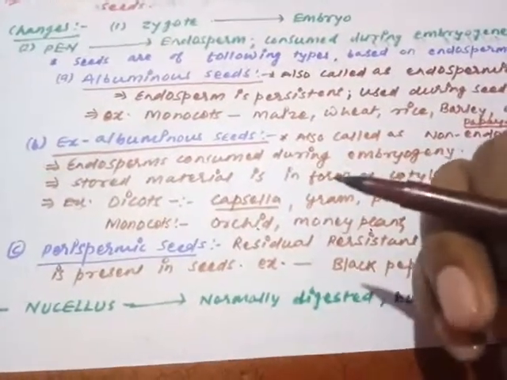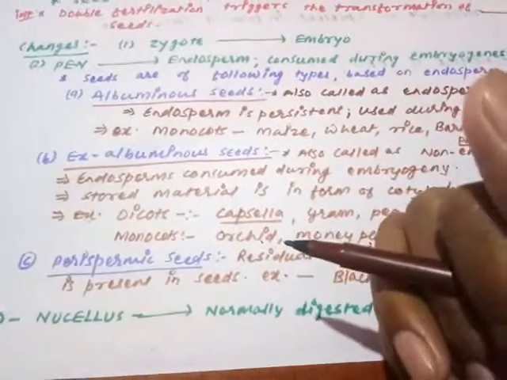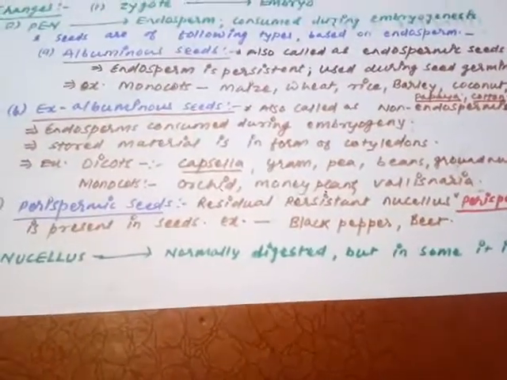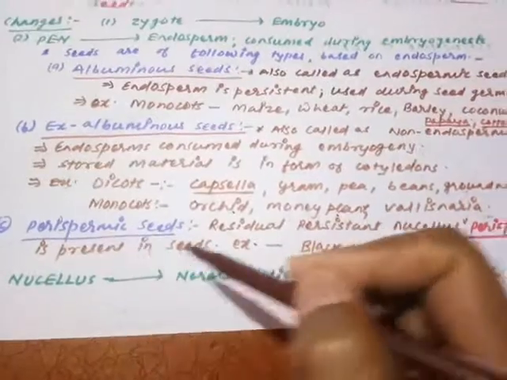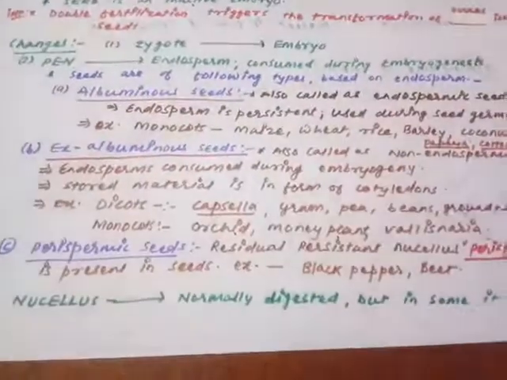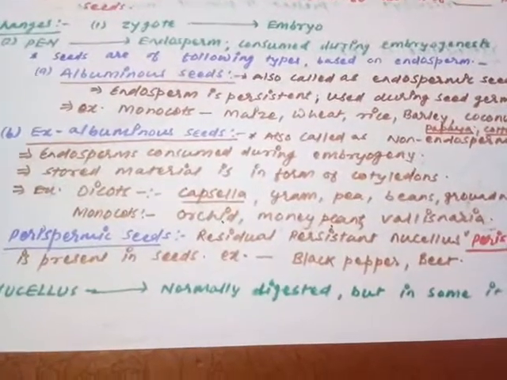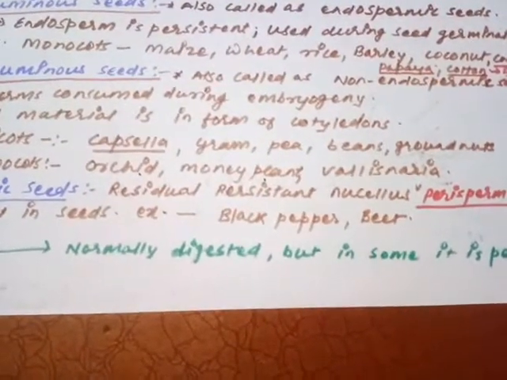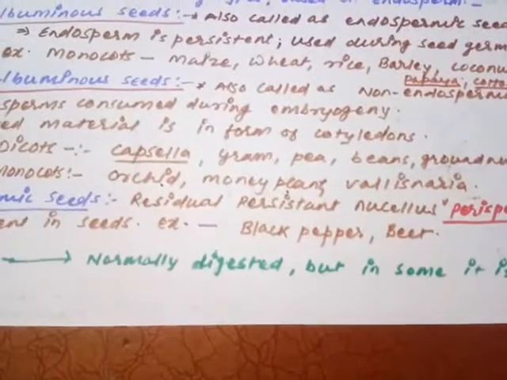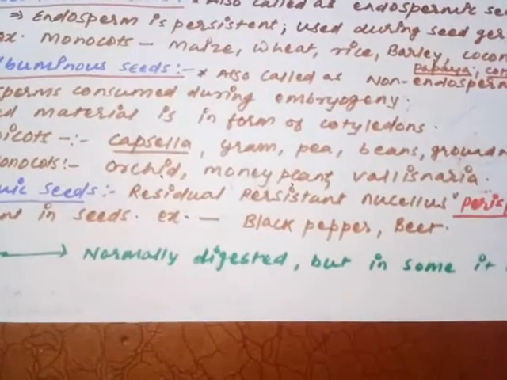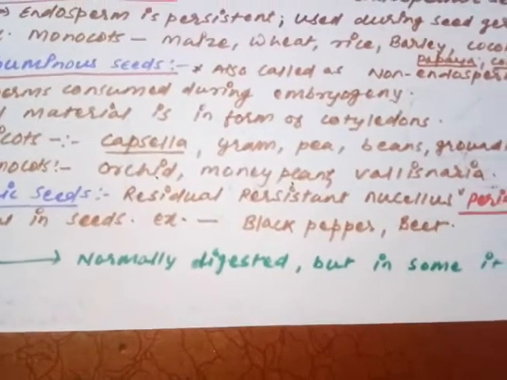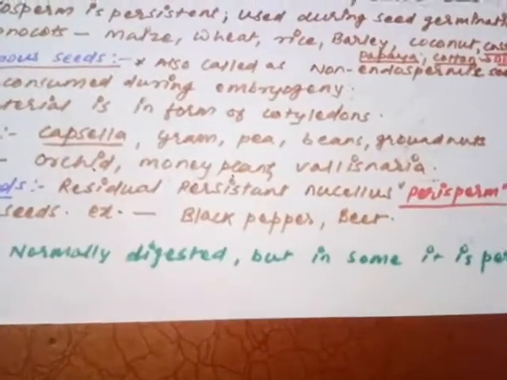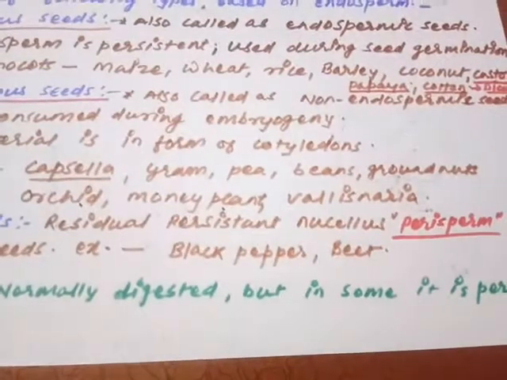Now the third category of seeds. Here we are not considering the presence or absence of endosperm. Instead we are taking into consideration another structure called the nucellus. The third type of seed is called the perispermic seed. Naturally, with the development of the embryo sac and embryogeny, the nucellus is completely digested or consumed. But in some cases, the nucellus remains persistent as a residual structure. If the seed has the residual persistent nucellus, that is known as perisperm.